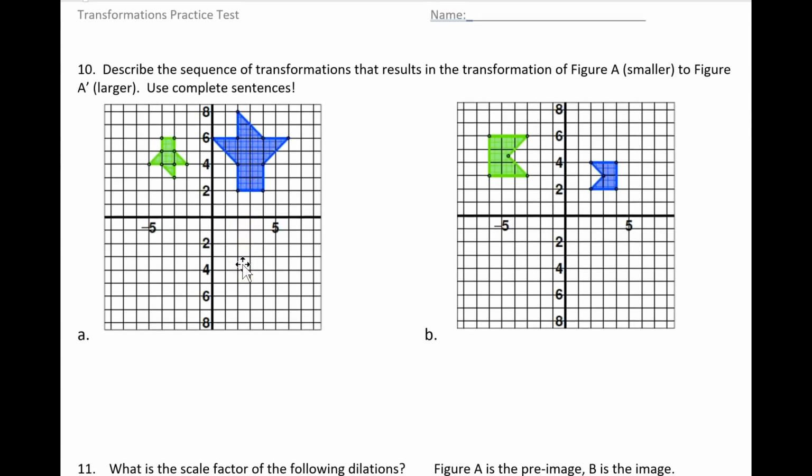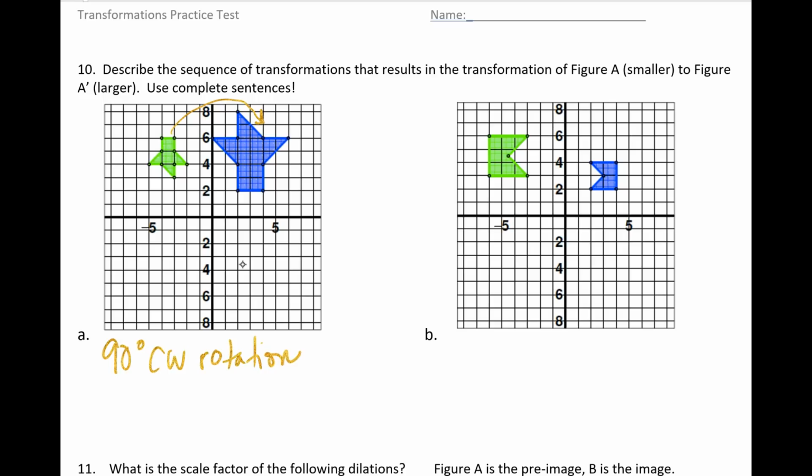All right, describe the sequence of transformations that results in the transformation of figure A, smaller, to figure A prime, which is larger. So this is the image. This is the pre-image. So what is happening? Are they the same size? It's a dilation, but we're not going to do that first. So what we did first, we rotated it from one quadrant to the next. So there's a 90-degree clockwise rotation.